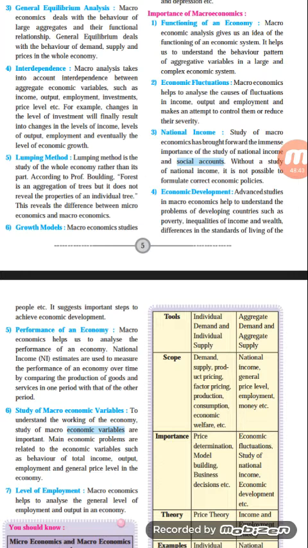The second one is economic fluctuation. Macroeconomics helps to analyze the causes of fluctuation in income, output and employment, and attempts to control them or reduce their severity. There are many factors which may cause fluctuation. Fluctuation means whenever there is a change in income, output or employment. The changes can be in two forms: it can be in a positive way, it can be in a negative way.